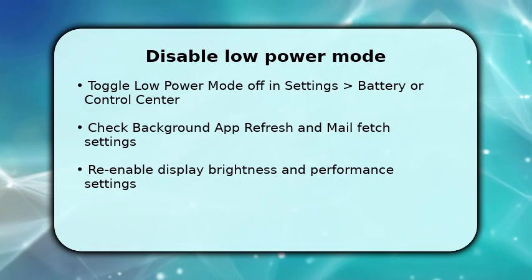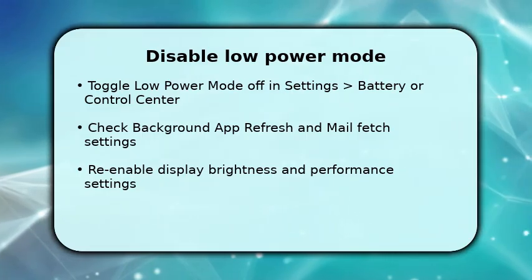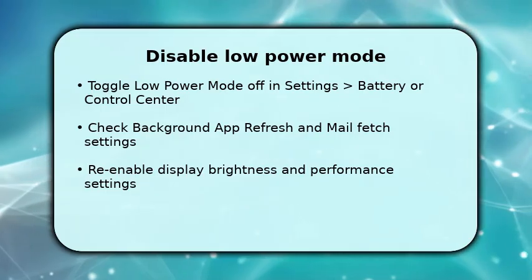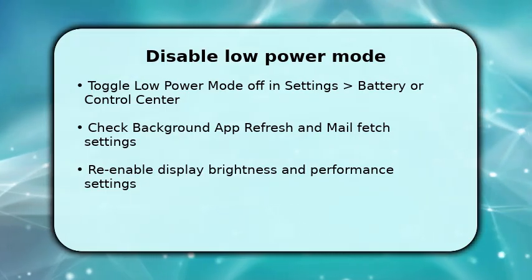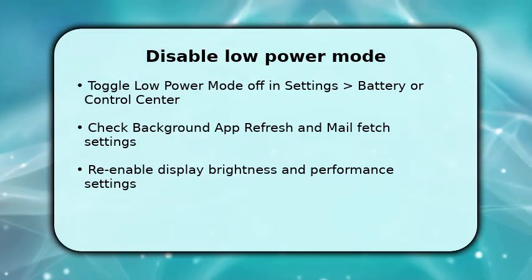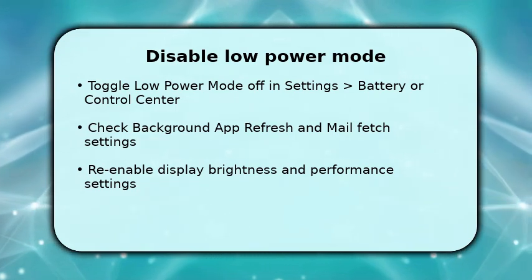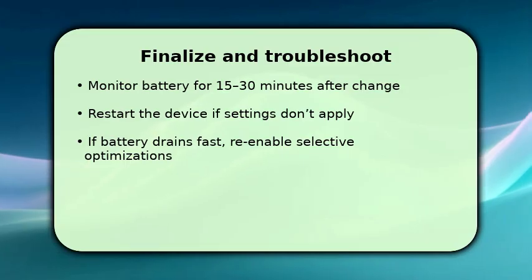Then restore display brightness and performance limits you previously reduced because the system throttles CPU to save battery. These mid-step adjustments return device behavior to normal while preventing sudden battery spike. You finish by observing battery and app behavior for about 15 to 30 minutes. This confirms normal power profiles resumed.